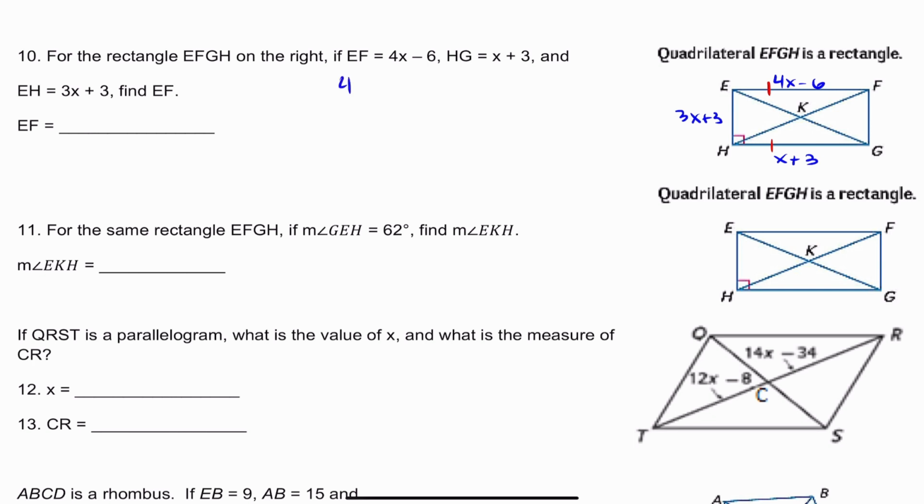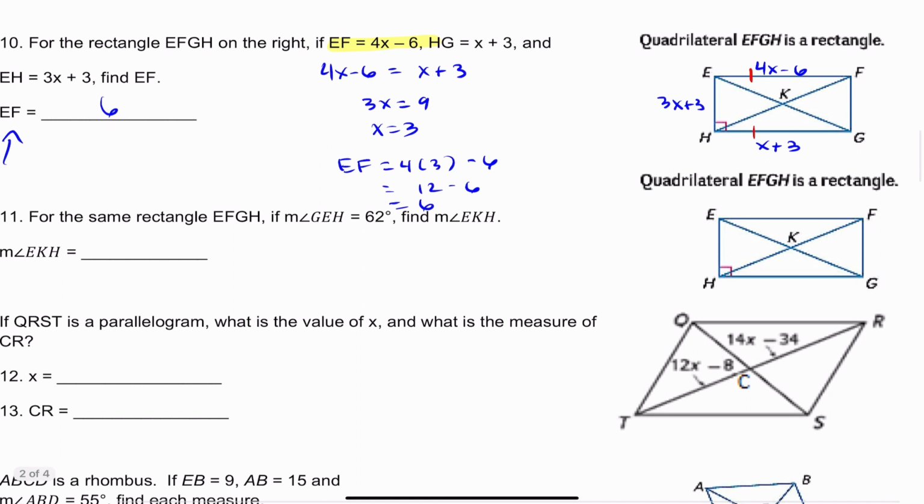4x minus 6 equals x plus 3. So 3x is equal to 9. So x is equal to 3. But the question doesn't ask to find x. That's helpful to find x. We're asked to find the measure of EF. And EF is 4x minus 6. So replace the x with 3. Then I'm going to simplify. So I get 6. That's the measure of EF.